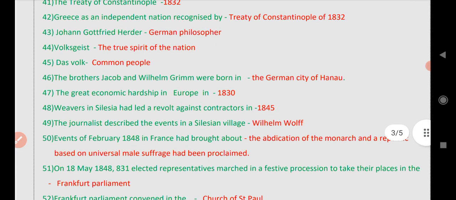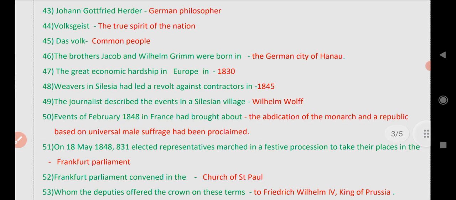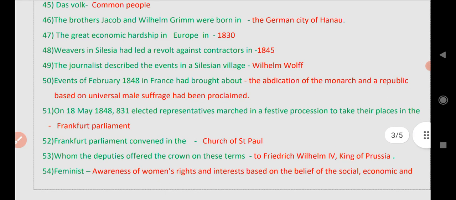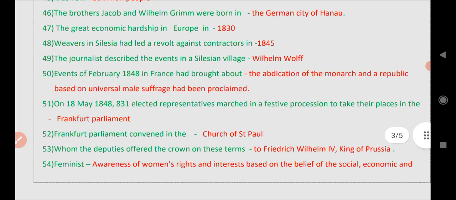Johann Gottfried Herder, German philosopher, claimed that true German culture was to be discovered among the common people, the spirit of the nation. Volk means common people. The brothers Jacob and Wilhelm Grimm were born in the German city of Hanau. There was great economic hardship in Europe in the 1830s. Weavers in Silesia led a revolt against contractors in 1845. The journalist William Wolff described the event in a Silesian village.